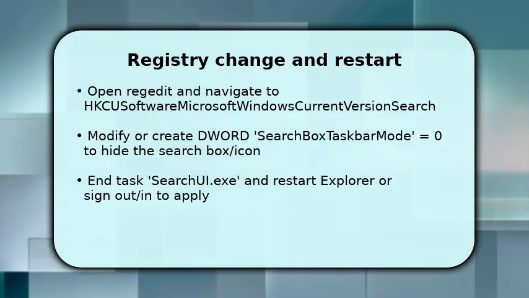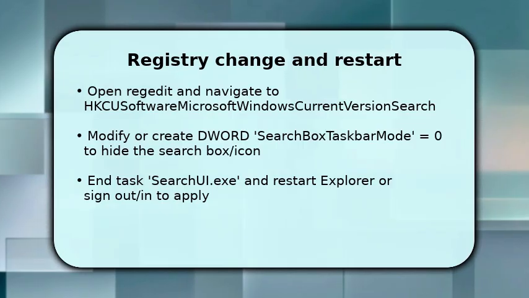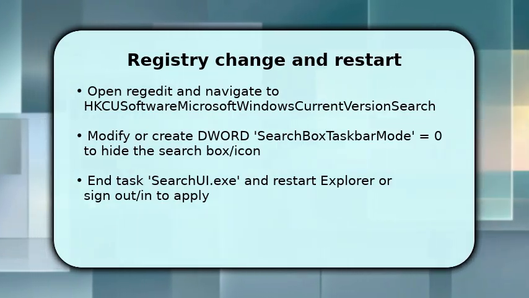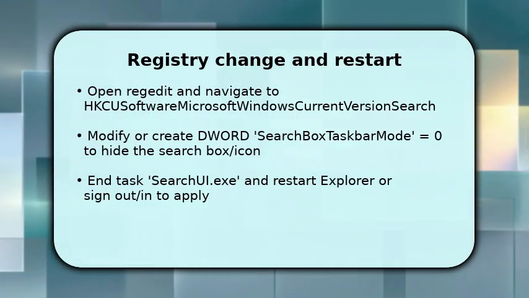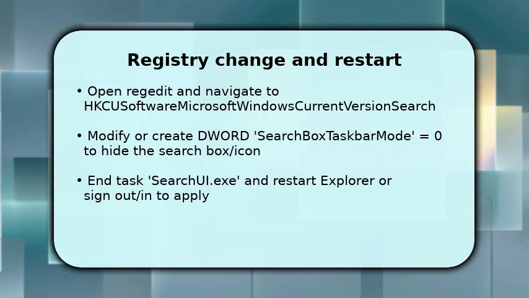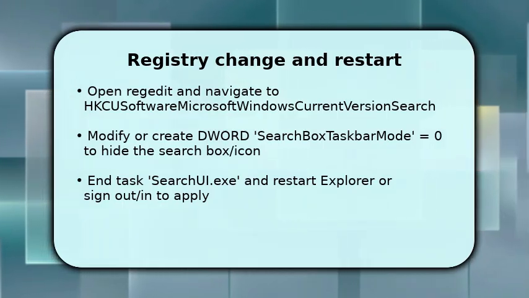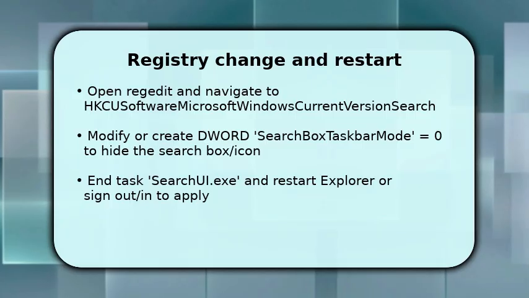After saving, open Task Manager, find SearchUI.exe or the Cortana process, end it, and then restart Windows Explorer. This forces the shell to reread the registry. Once Explorer restarts, the search picture should be gone without affecting other settings.